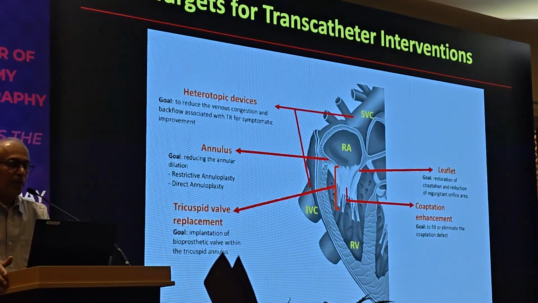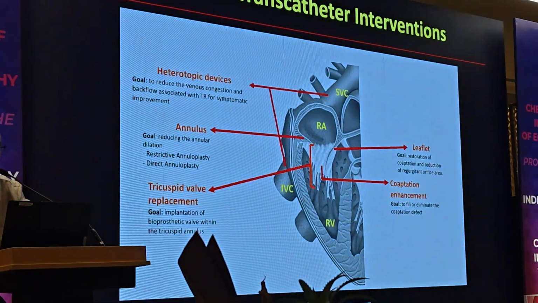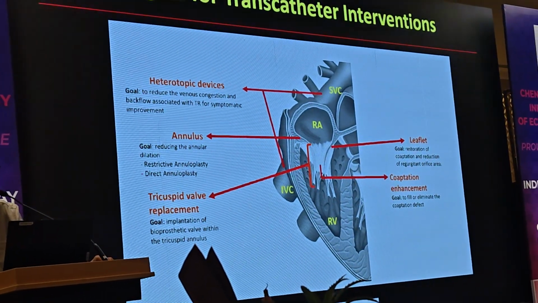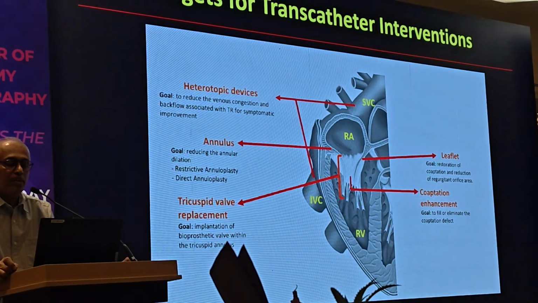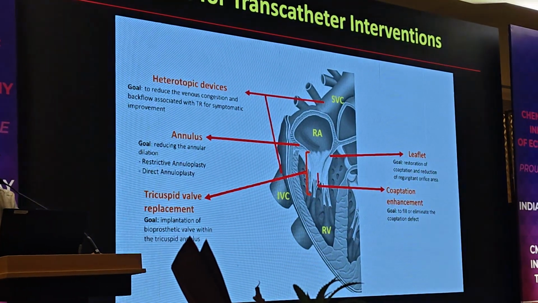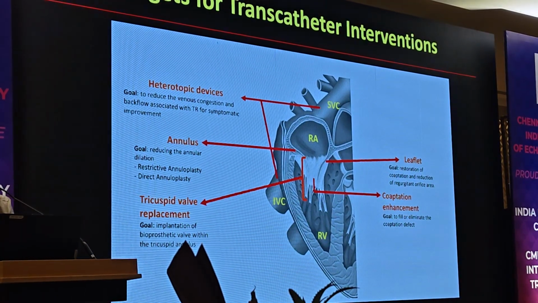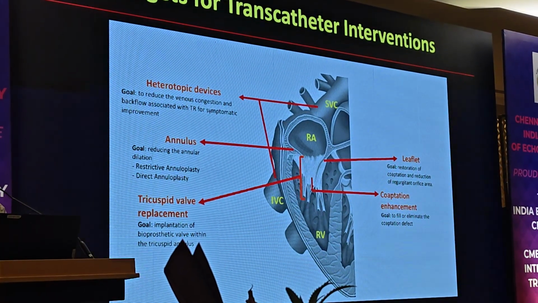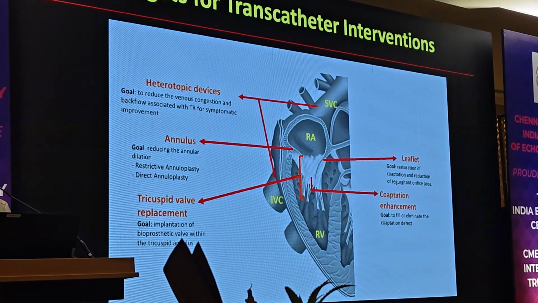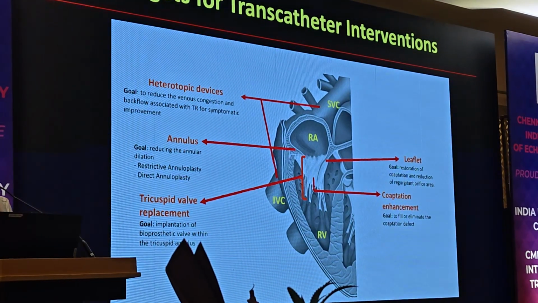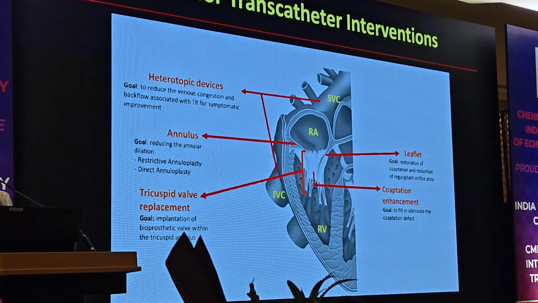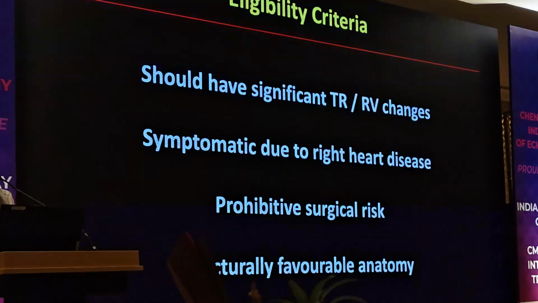And what are the targets for the transcatheter interventions? One would be looking at the annulus, the leaflet, and the heterotopic devices, and then you have the coaptation enhancement, and then the replacement itself. So you have a lot of options here. Each one has its pluses and minuses, and then you have occasions where it needs to be done.